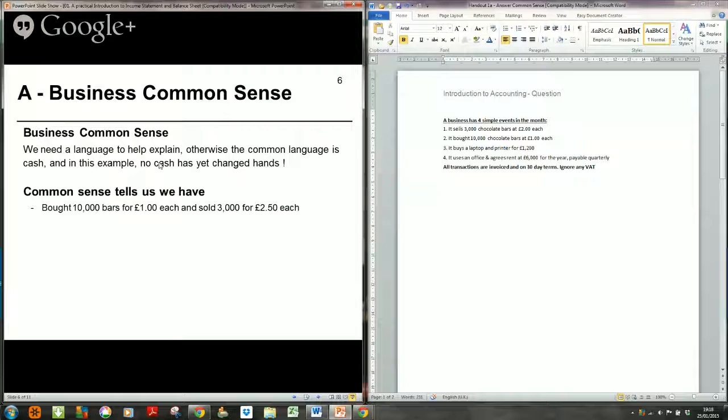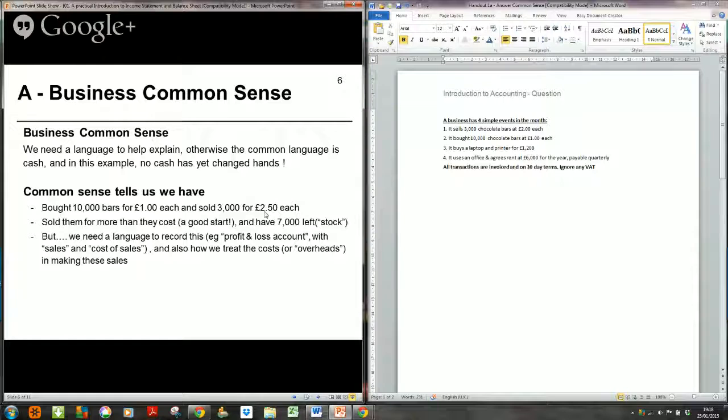So we bought 10,000 bars for £1. We sold 3,000 of them for £2.50. So we sold them for more than they cost us. That's a good start. And we've got 7,000 of the 10,000 left. In accounting terms, we'd call that stock. But we still need that language to record that.